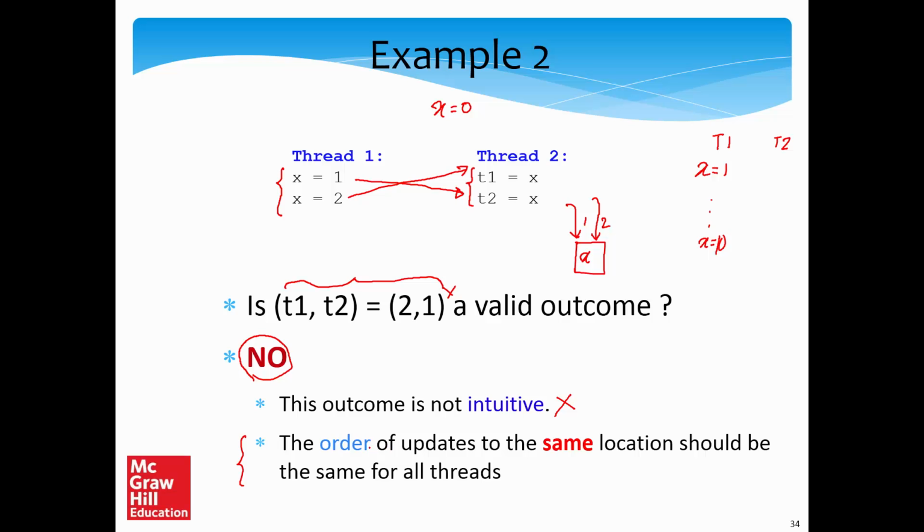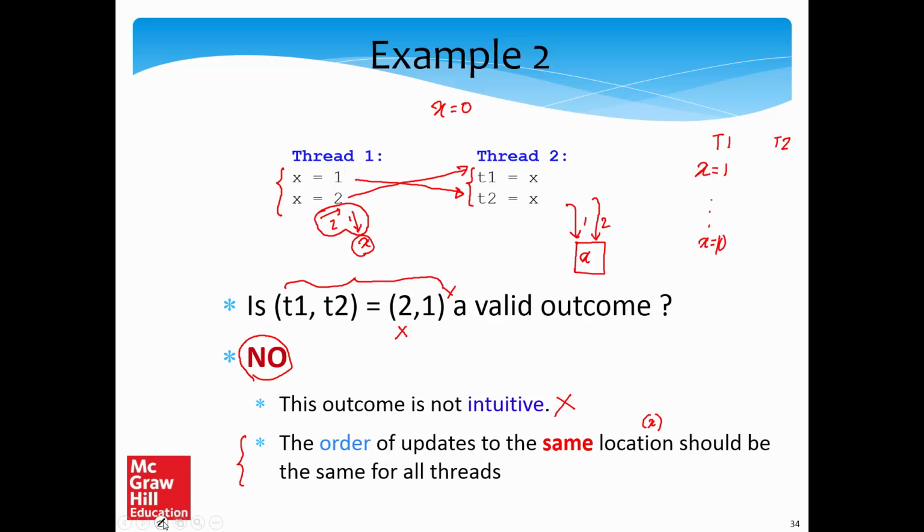If we generalize this, we can say that the order of updates to the same location or the same variable, in this case x, should be the same for all the threads. In thread 1, x is being updated as 1 first, and then 2. So all the threads, inclusive of thread 2, should see the same order of updates for x. They should first see 1 and then 2. So this outcome will not be valid.